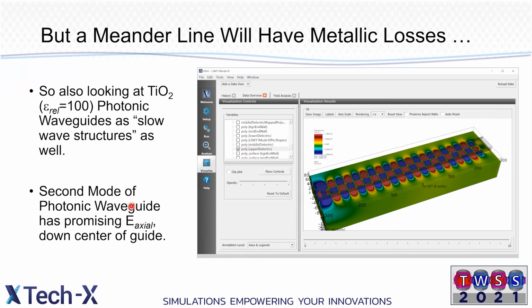Interestingly, the second mode of the traditional rectangular photonic waveguide has an axial field pattern that looks like that, with a center. Normally, the first mode has a null on the center, but the second mode has a peak on center. And so you might be able to use the second mode of the photonic waveguide to also couple to a space charge wave.